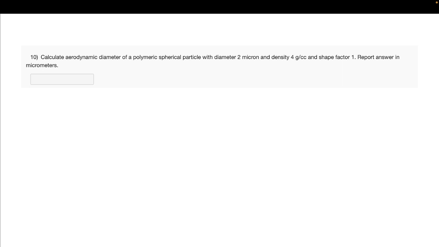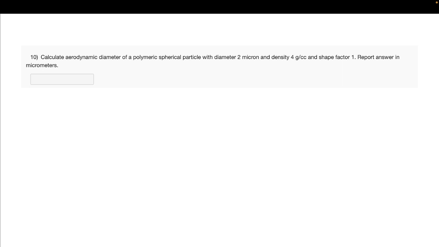So the geometric diameter is 2 micron. Then density would be 4 by 1. Square root of 4 will be 2. Right. It's just that 2 times 2 is 4. Report answer in micrometers. Yeah. So 2 times 2 is 4, and answer in micrometers.